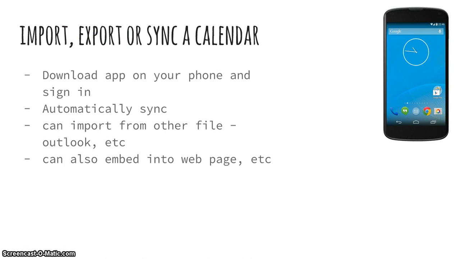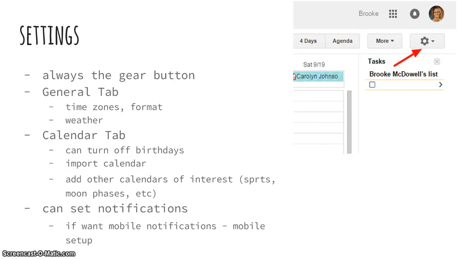You can import, export, or sync your calendar, and I'm going to talk about syncing your calendar. You can download an app on your phone and sign into it. We talked about that at the beginning, that you can download an app from Google Play or iTunes. And once you sign in, it will automatically sync. You don't have to do anything. It's really easy. You can also import from other files. Say you have a calendar on Outlook that you used to use and you're ready to make the leap to Google, you can import that in there and it will be ready to go. You can embed them into web pages also.